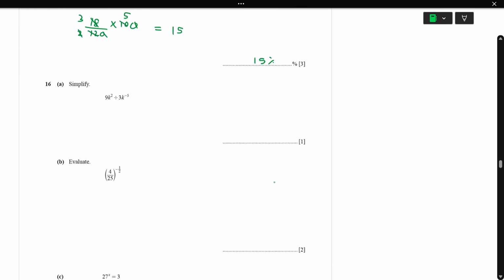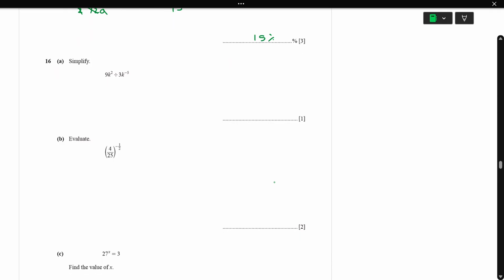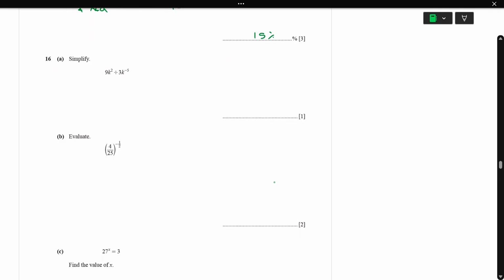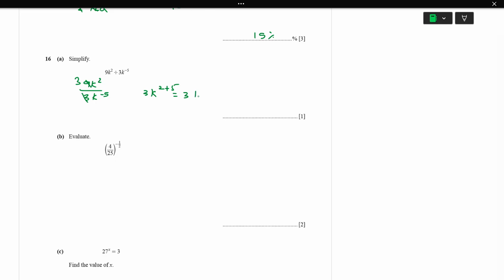The next question, 16. Simplify 9k square divided by 3k power minus 5. So this is 9k square over 3k power minus 5. So this becomes 3. The k minus 5 goes up and becomes k plus 5. K 2 plus 5, which is 3k power 7. 3k power 7 is the answer.